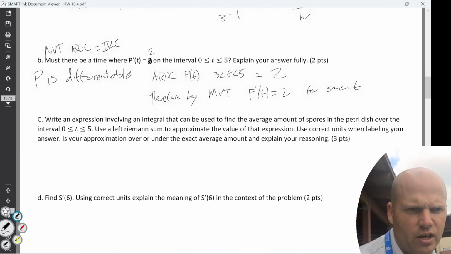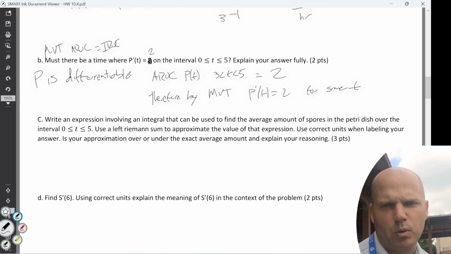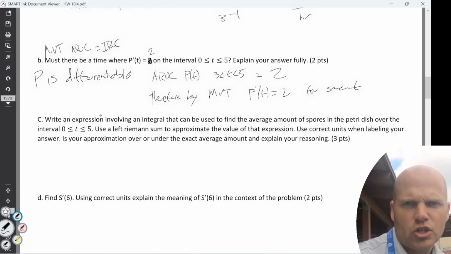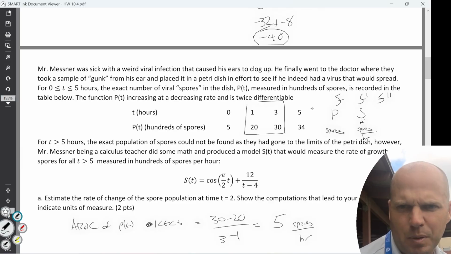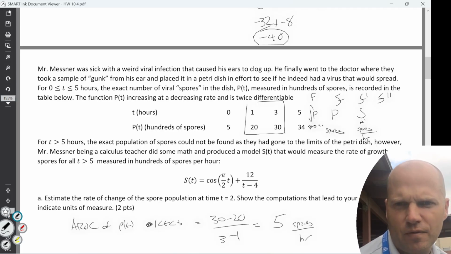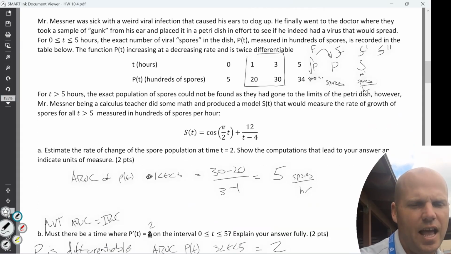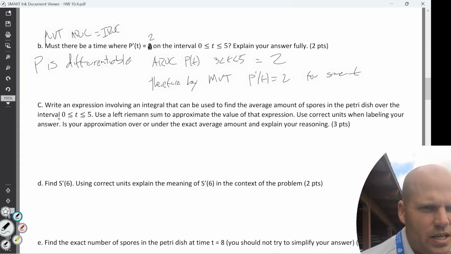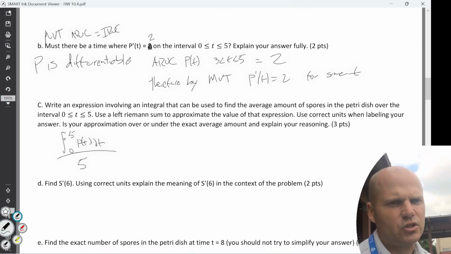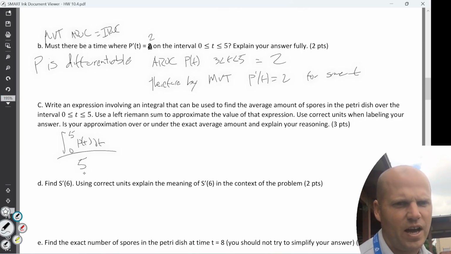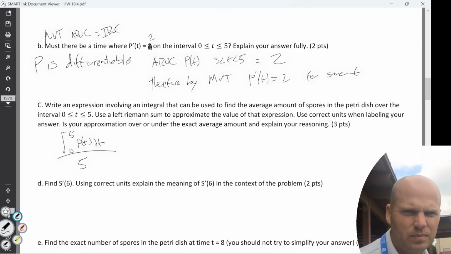Write an expression involving an integral that can be used to find the average amount of spores in the Petri dish. Okay, so we will accumulate P to get a super F, which will be spores times hours, but then we'll divide over my interval to get average spores. So I need to accumulate my spores, but then I'm going to divide over my interval because this will be spores times hours divided by hours to go back to spores.